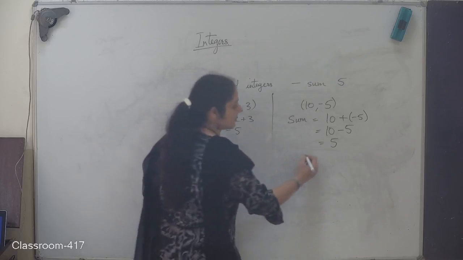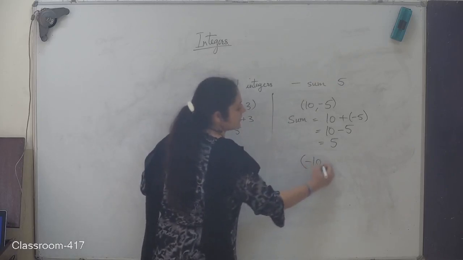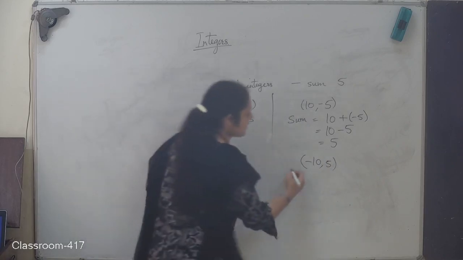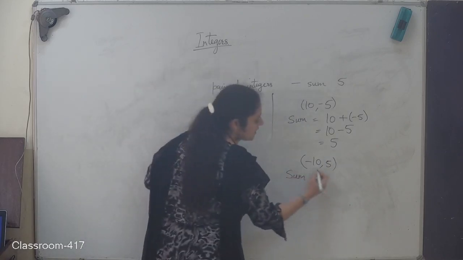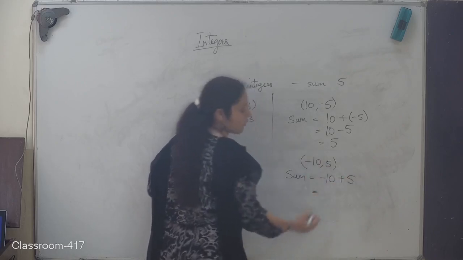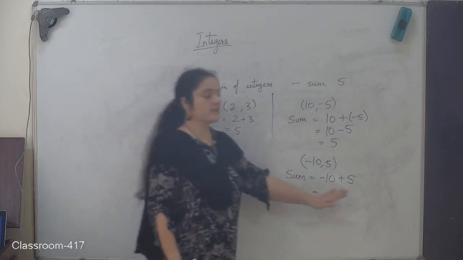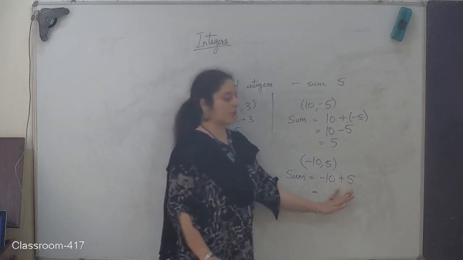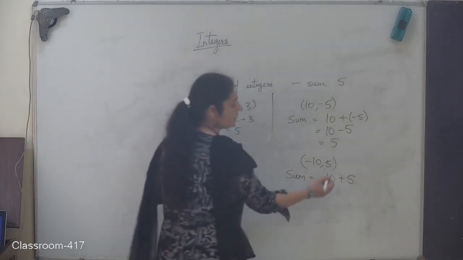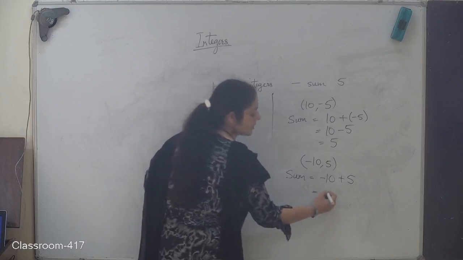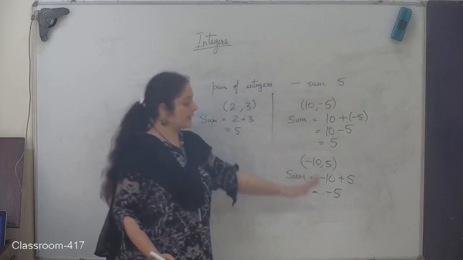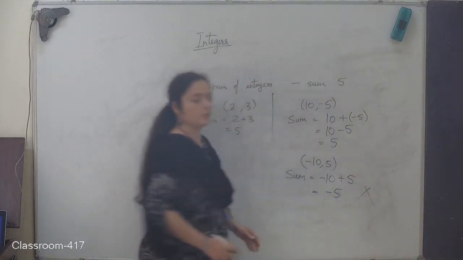Supposing you have taken, let's say, minus 10 and 5. Supposing I have taken this pair. Now let's try to see the sum. This is my first number plus the second. So what is my answer here? Here my answer is not 5. Why? Because one is positive, one is negative. You are subtracting the two and putting the sign of the greater integer, which is minus. So the answer will be minus 5. So given the condition, if I give this pair, my answer would be wrong.